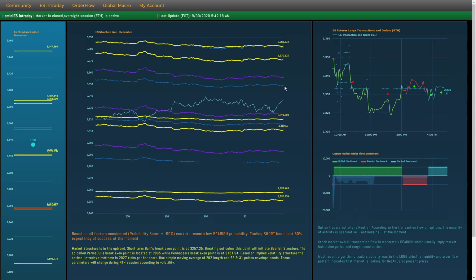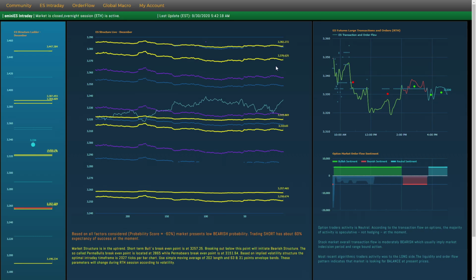So you can scale out in the middle, or just close your transaction in the middle, or ride it up to the opposite zone, right? The disadvantage of this approach is that you're definitely going to have a bit fewer transactions.